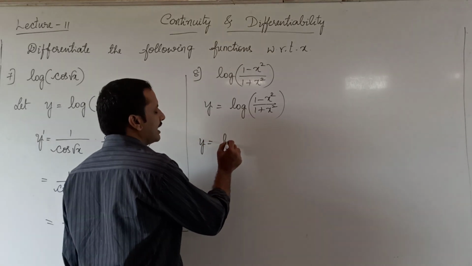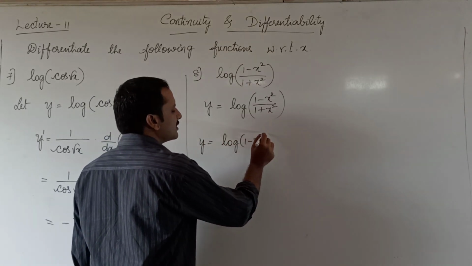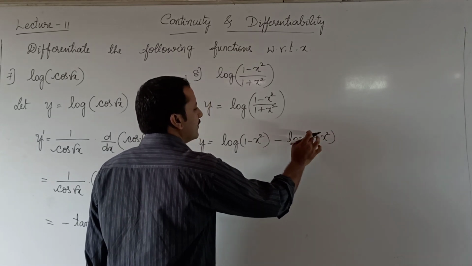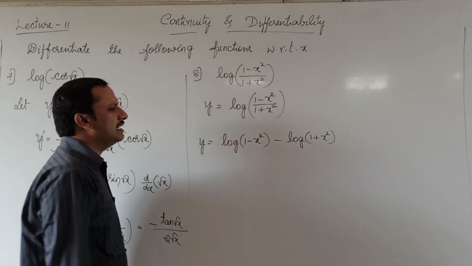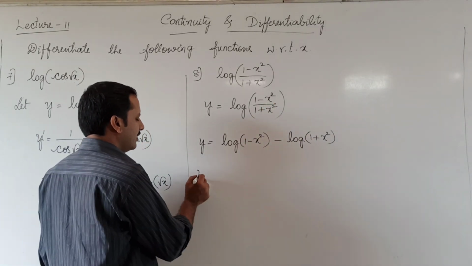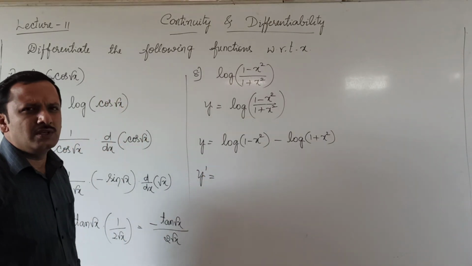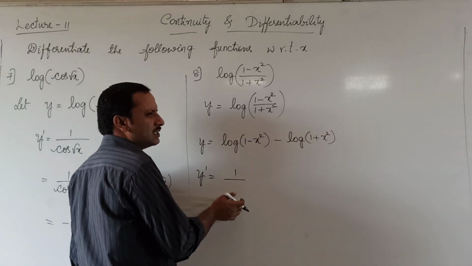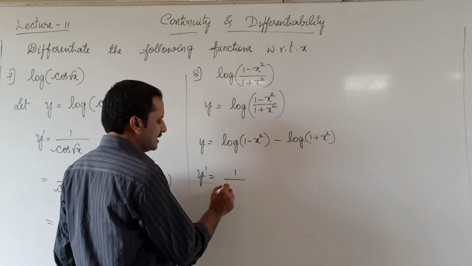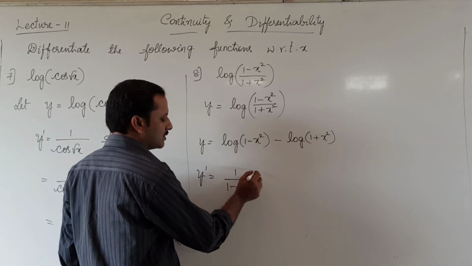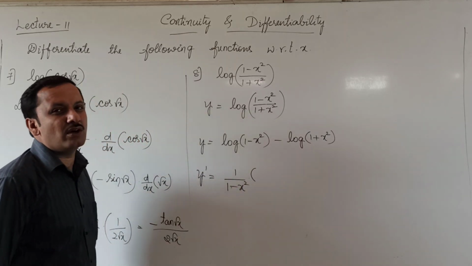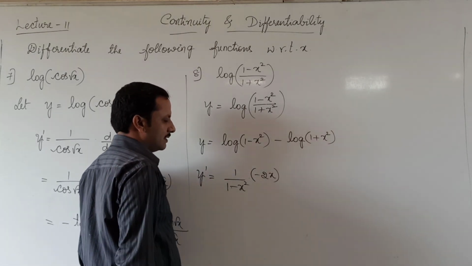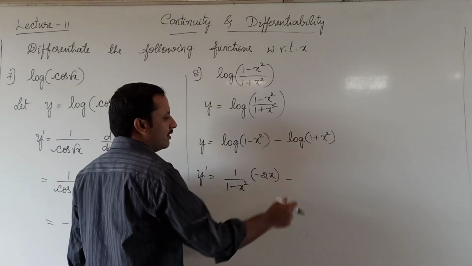So I can write this as log 1 minus x square minus log 1 plus x square. Now differentiate it. y dash is equal to, the derivative of log 1 minus x square will be, derivative of log x is 1 by x. So the derivative of log 1 minus x square is 1 by 1 minus x square into the derivative of 1 minus x square, which is minus 2x, minus the derivative of log 1 plus x square.